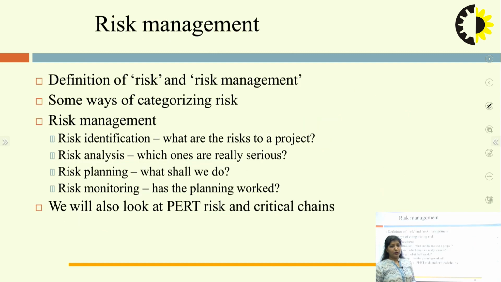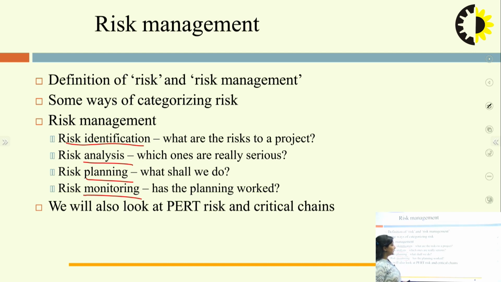Now after project scheduling, how much time will be required and what all things will be done, next comes risk management. For risk management, we have some ways of categorizing the risk: risk identification, analysis, planning, and monitoring. These are the 4 main ways. Risk identification means identifying the risks of a project. A project has been started, so what risks will it acquire, and what risks do we need to take care about? So this is risk identification.